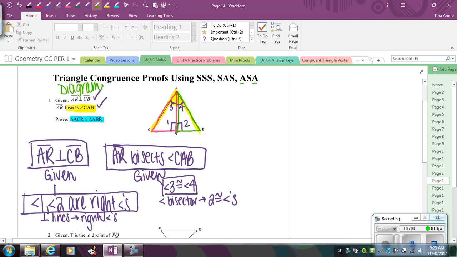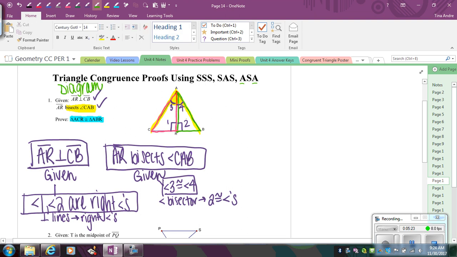Did you make all your conclusions from the diagram? So when we're looking at the diagram, there's always two sets of things that you should be looking for. You should be looking for vertical angles, so an X, and you should be looking for reflexive properties, so shared sides or shared angles. So in this case, I don't see an X, so I don't have vertical angles, but I do see sides that are shared.